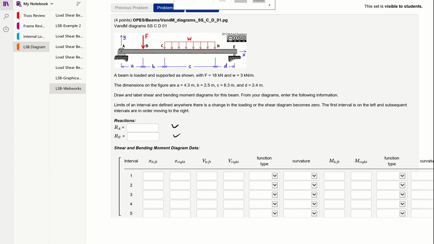So the force here, mine is 18 kilonewton and W is 3 kilonewton per meter. And my A is 4.3 and B is 2.5 and C is 8.3 and D is 2.4. And A is a pin support, E is a roller support, so that will give us reactions at A and E. That will be our reaction support.